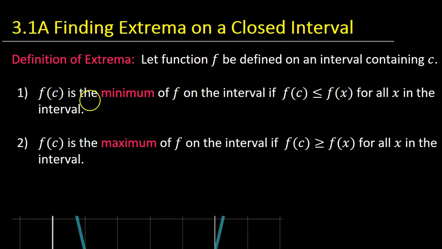f at c is the minimum of f on the interval if f at c is less than or equal to f of x for all x in the interval. f at c is the maximum of f on the interval if f at c is greater than or equal to f of x for all x in the interval. So that's a lot of words for a very simple concept. Take a look.